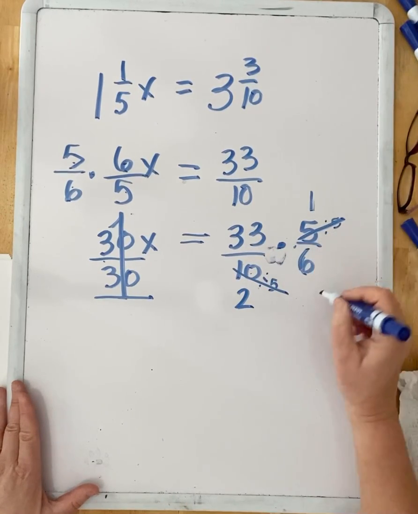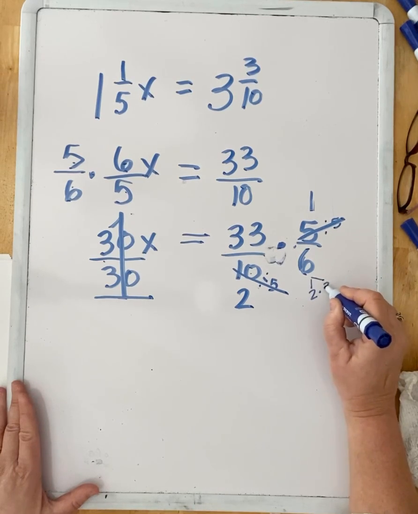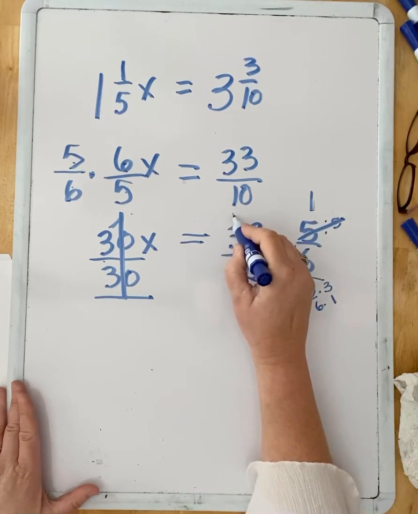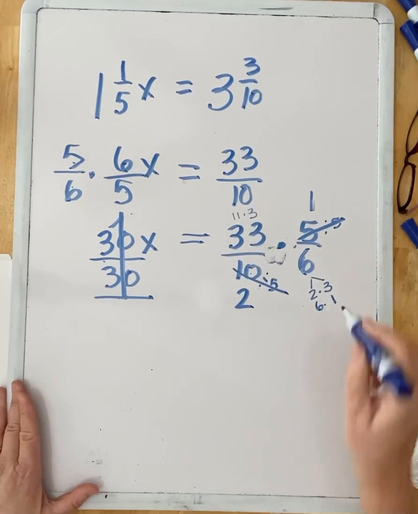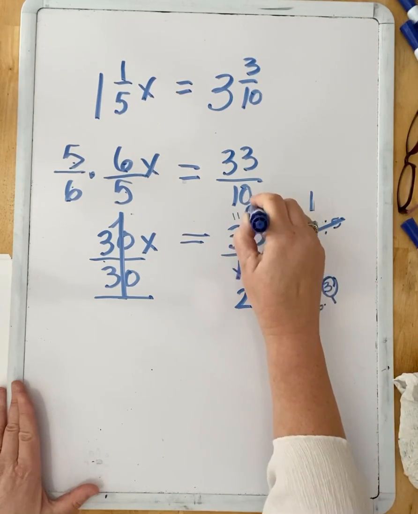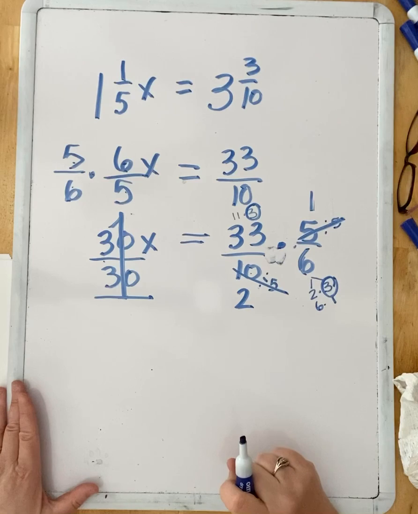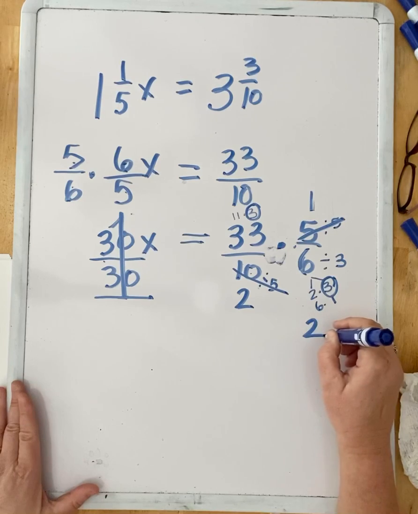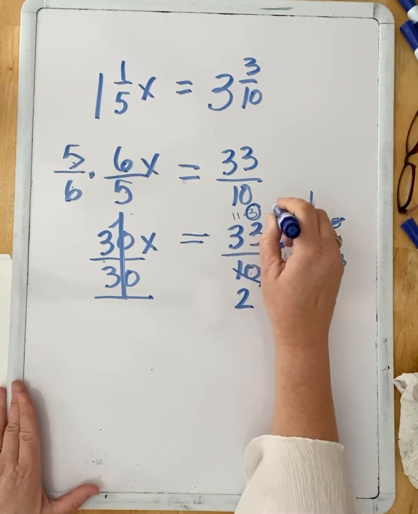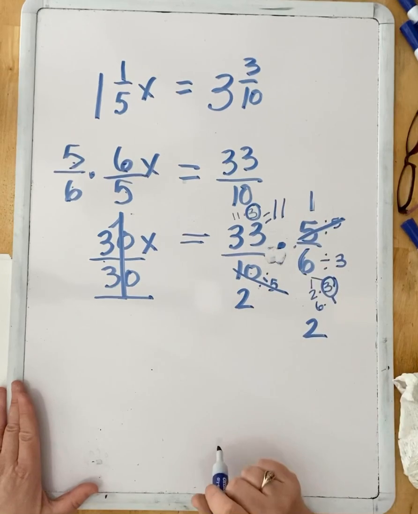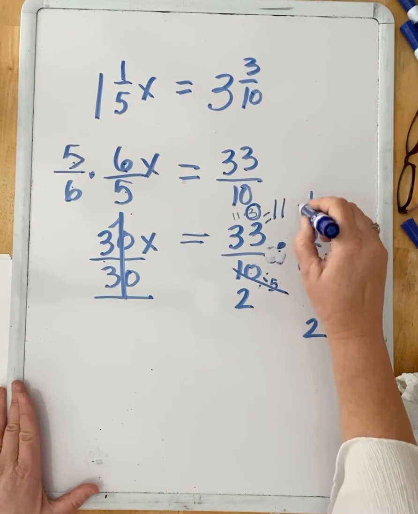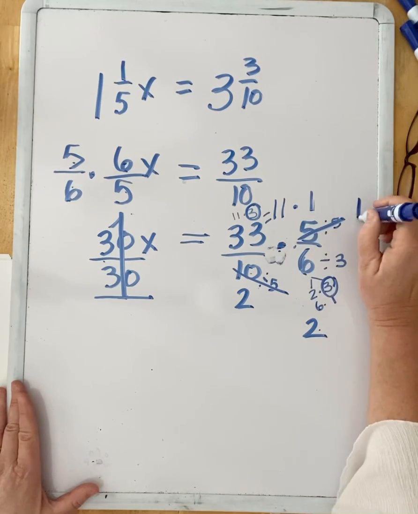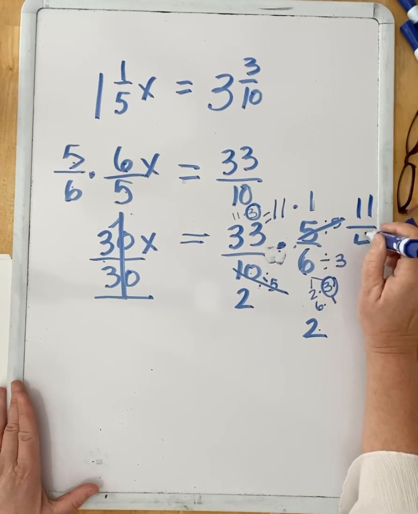I have a 6 over here, but factors of 6 are 2 times 3 and 6 times 1. Factors of 33 are 11 times 3. So here I have a 3, and here I have a 3. I can divide both of those numbers by a 3. So if I divide 6 by 3, I get a 2. If I divide 33 by 3, I get 11. Now this looks like 11 times 1, and then 2 times 2. So 11 times 1 is 11. 2 times 2 is 4.